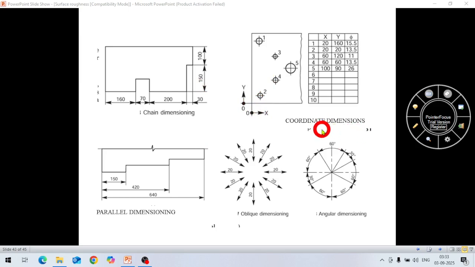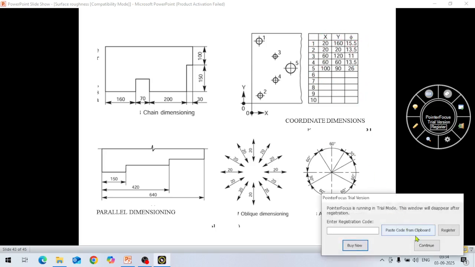One is here coordinate dimensions. In coordinate dimension, if you see here, all the coordinates are given. This is your some plate or some job, and this corner point is x0, y0, and all the coordinates in x and y axis are given here. Suppose this is hole number 1. For hole number 1, if you see here, x, y and diameter, these three things are given in the table.